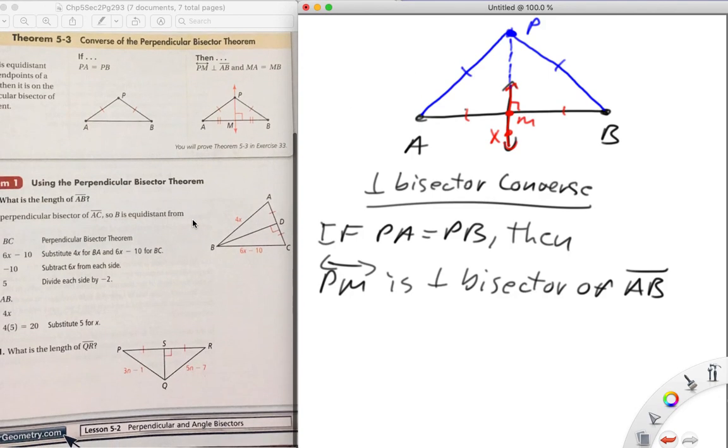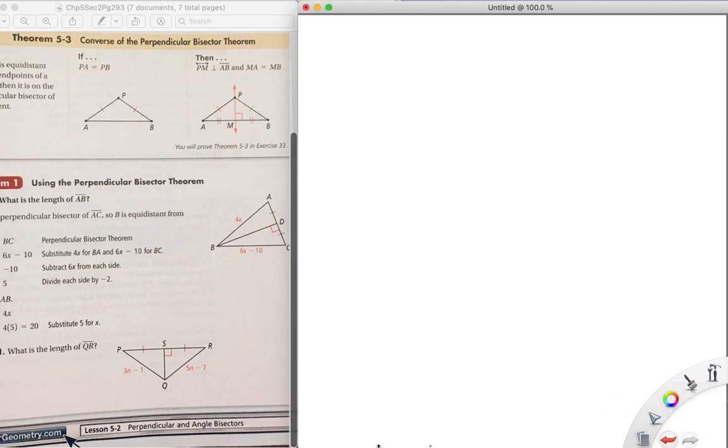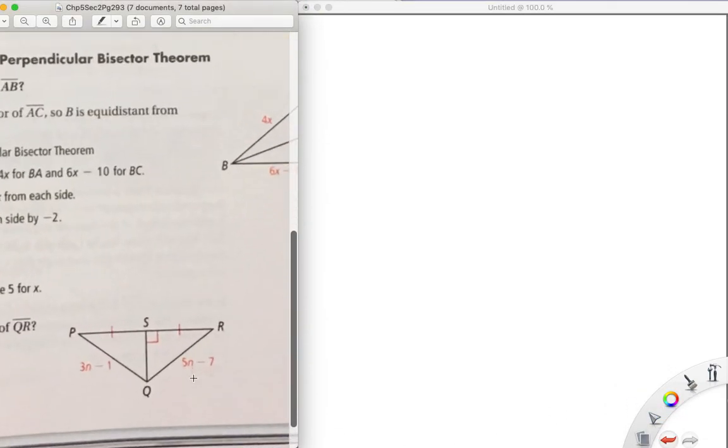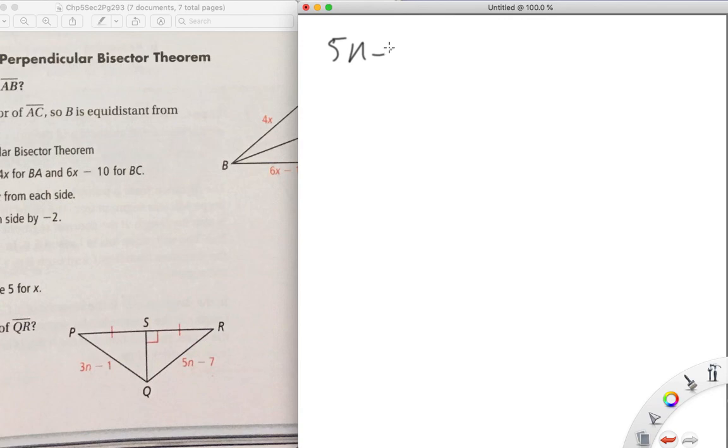Okay. So with that, you can do some algebraic stuff. Here, they want to find the length of QR. I'm not going to draw that triangle because it's not necessary. So they tell me it's a perpendicular bisector. I can look at it. It's a 90-degree angle, cuts it in half. So that means that these two are the same. So I can set them equal to each other. 5n minus 7 equals 3n minus 1. Subtract 3n from both sides. 2n minus 7 equals negative 1. Add 7 to both sides. 2n equals 6. Divide by 2. n equals 3.